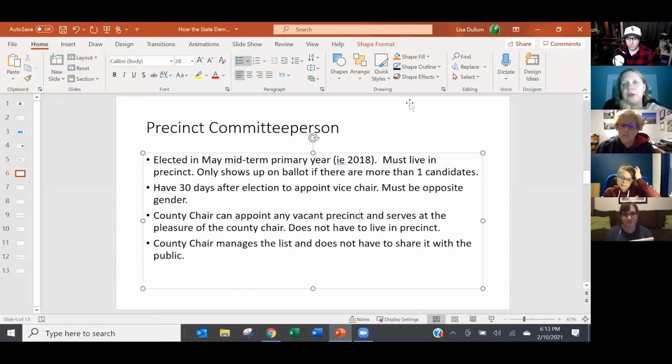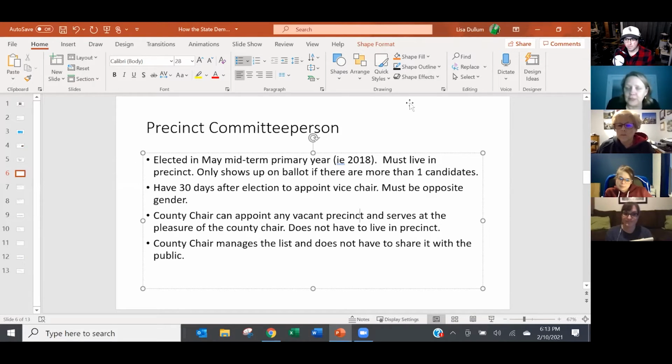So the county chair cannot remove elected committee people, but they can remove appointed committee people if you do something they don't like. The other big difference is if you're appointed, you don't have to live in that district. So lots of times there'll be maybe a husband and a wife that both want to be precinct chairs, but obviously they live in the same building. So lots of times one of those persons will end up in a different precinct getting appointed.